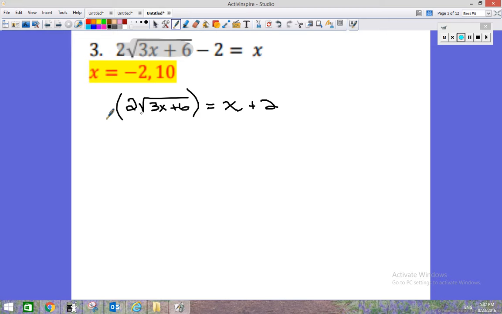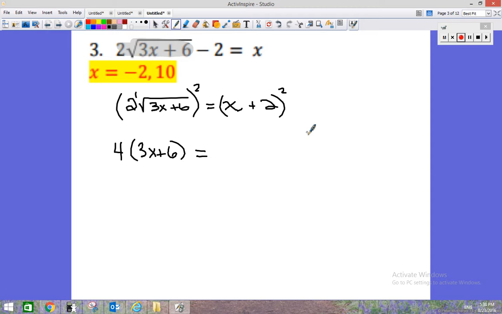Since I have the term by itself that contained the radical, when I square it, I'm just going to have to remember that this 2 to the first power also gets squared as well. So you've got 2 squared, which is 4. When the radical is squared, the radical goes away. I do need parentheses around that because it was 2 times this quantity.